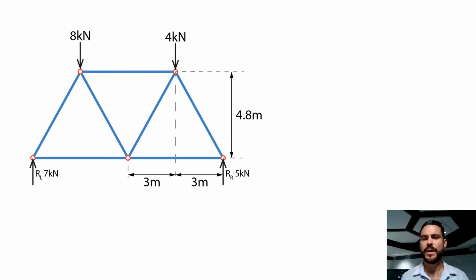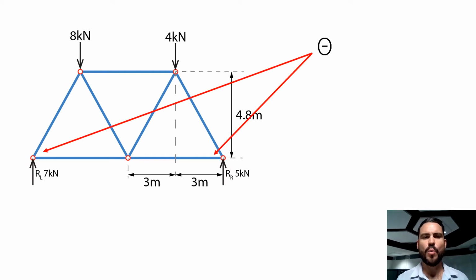In this particular case, the first thing that we need to do is work out what angle we're working with, okay? And we can use our numbers like 3 and 4.8 here to work out what these theta angles are, okay? These are the angles that we're focusing on.